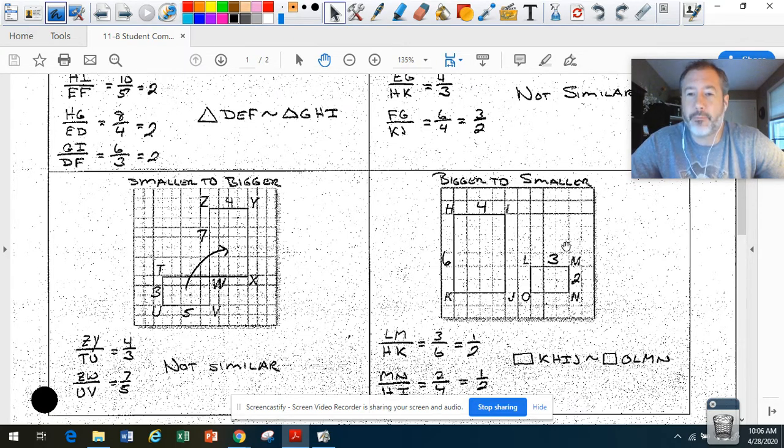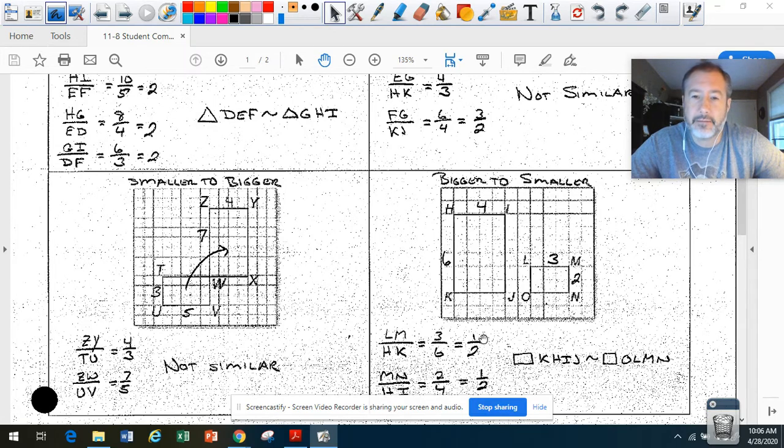Let's go over to example 4. Let's see what we have here. So it looks like we have some type of a rotation up here. But let's see. We're going to go from bigger right here, and rotate it down into a smaller one. So that means that the dilation or scale factor is going to be less than 1, but greater than 0.